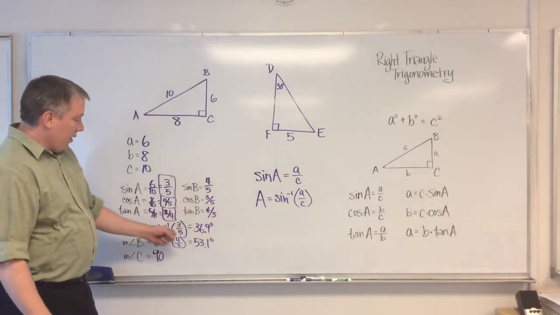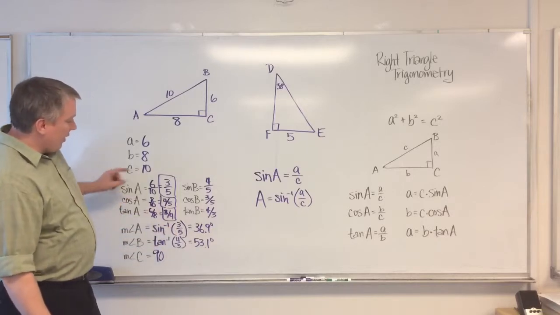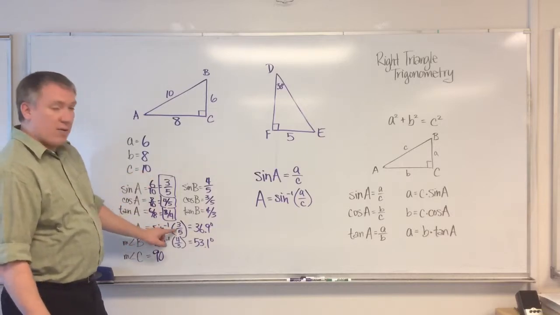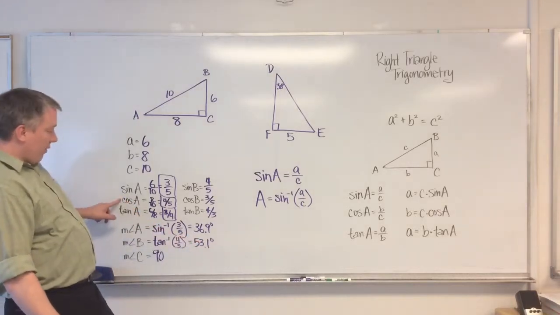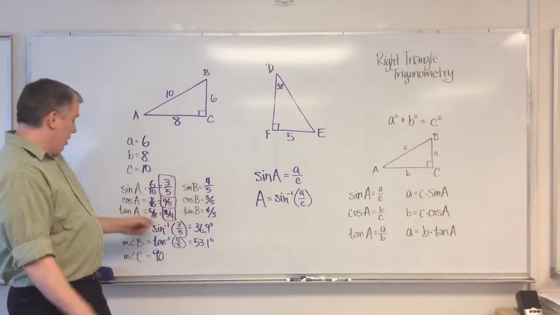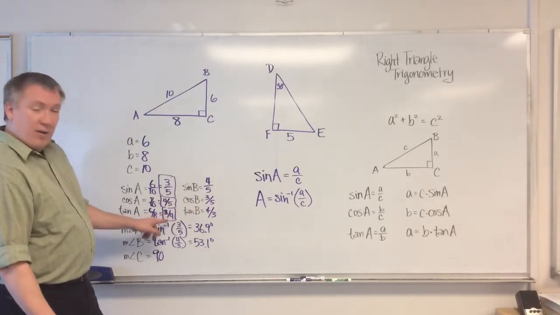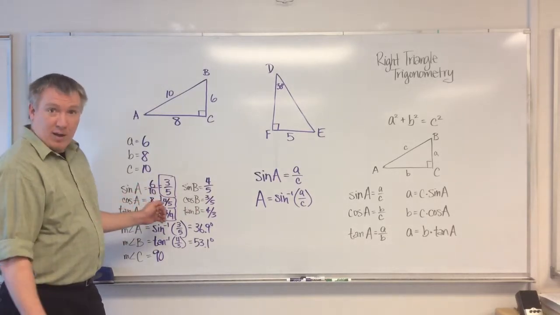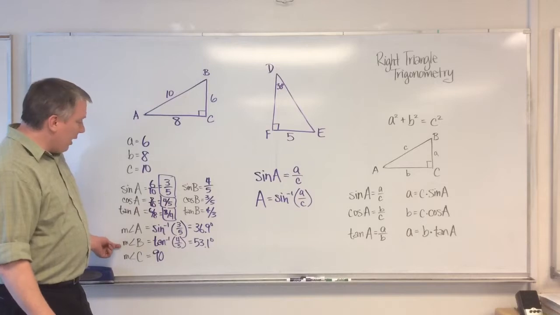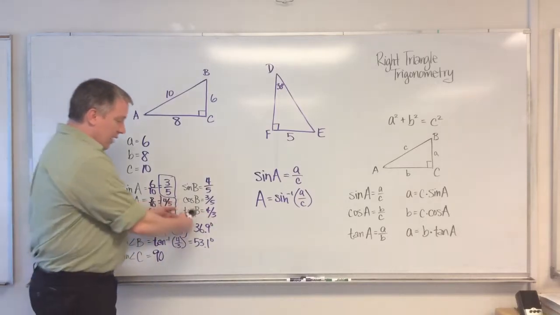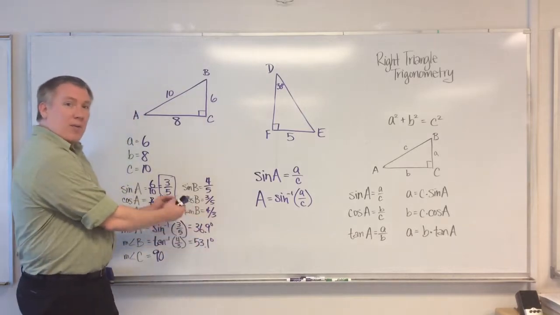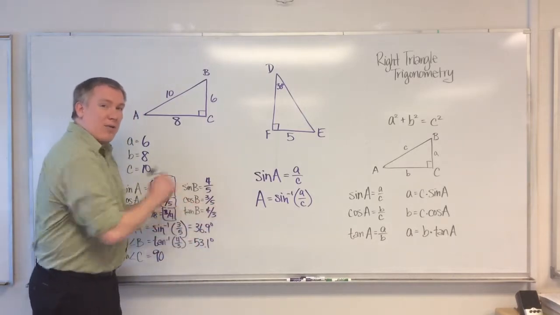I did the sine inverse of 3/5 because the sine of A is 3/5, so I did the sine inverse of 3/5 to find A. But I could have done the cosine inverse of 4/5 to find A, or the tangent inverse of 3/4 to find A. Either one would have given me the same answer. So for B, I chose to do the tangent inverse of 4/3.